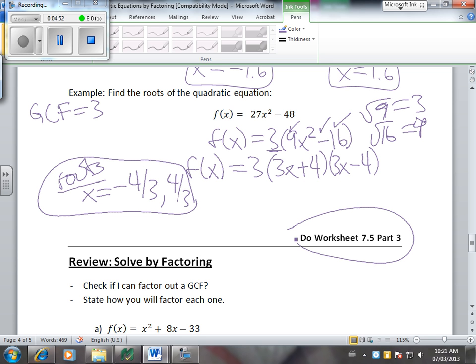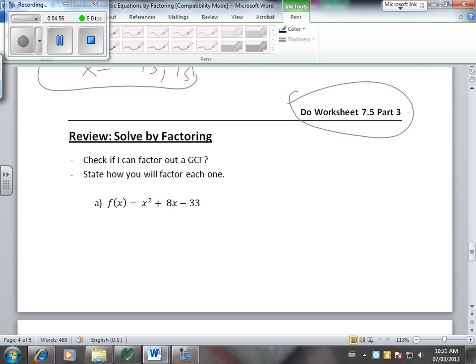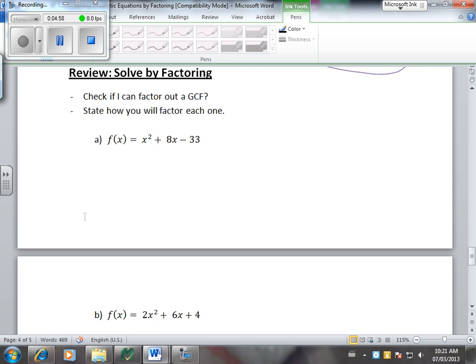And here's your practice in the worksheet. Section 7.5, part 3. Okay, so I want you to do this review, solve by factoring. And I'm going to pause the video, you solve it all, and then come back and check to see if you've done it correctly, okay? You can follow along in the video if you'd like, but try doing it by yourself. And remember, see if you have a GCF, and then see what kind of trinomial it is, okay?